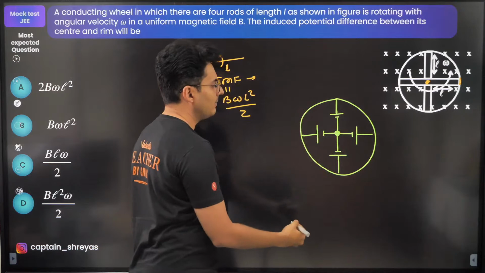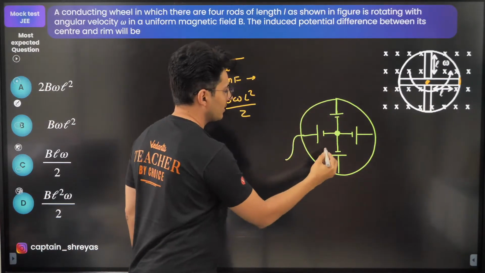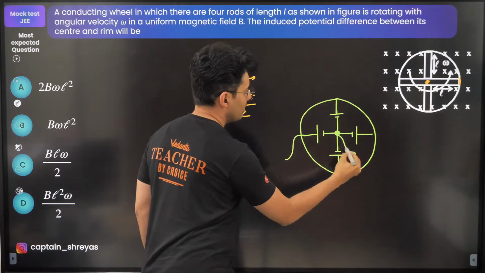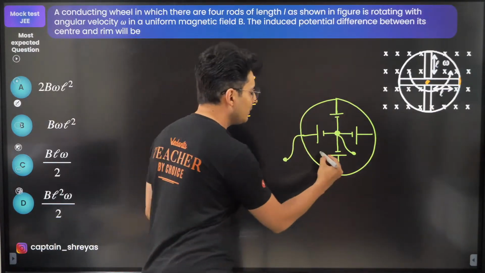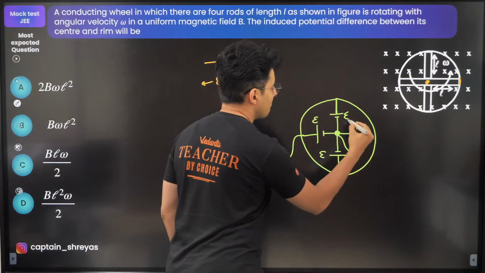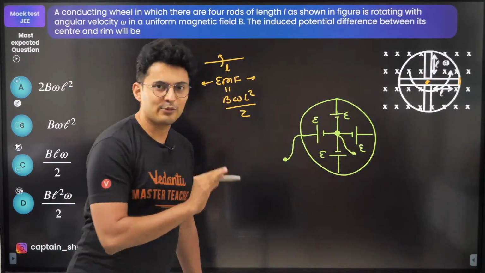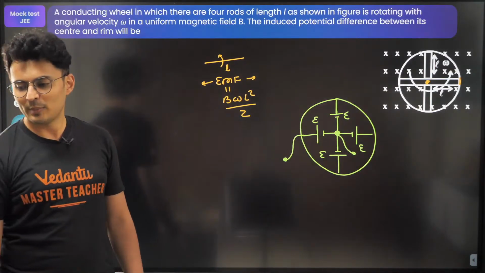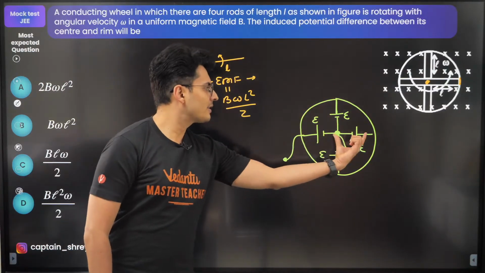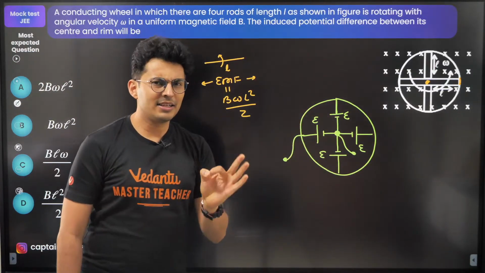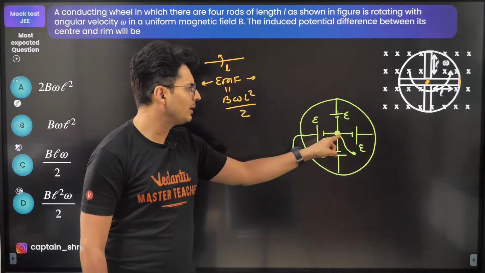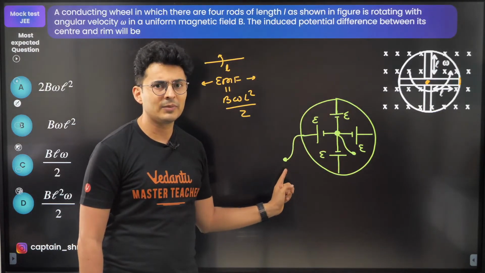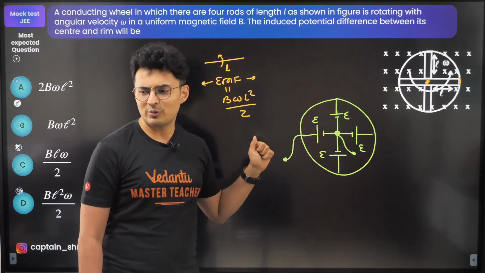Now, you tell me, if I take a wire from here and a wire from here, between these 2 points, what will be the effective EMF? Will it be E plus E plus E plus E, or E by 4, or E? Come on, my warriors. These batteries, 1, 2, 3, 4, are they in series or parallel? Think, and accordingly let me know their EMF between the center and the circumference effectively. 4E, E, or E by 4?